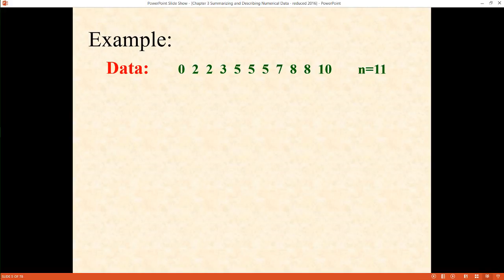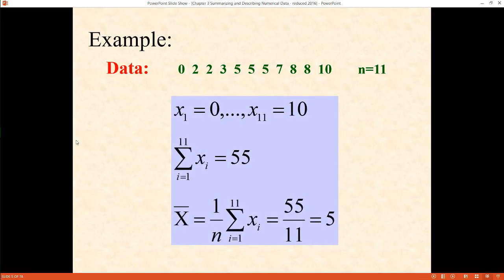So let's do a quick example of doing that by hand, sort of. So here we have an 11 observation data set, ranges from 0 to 10, and this is an ordered array of that data. Who knows what it is? So calculate the sample mean. It's a sample of data. So here's our observations. Observation 4 is a 3, right? X4 is 3. X2 is 2. X11 is 10.